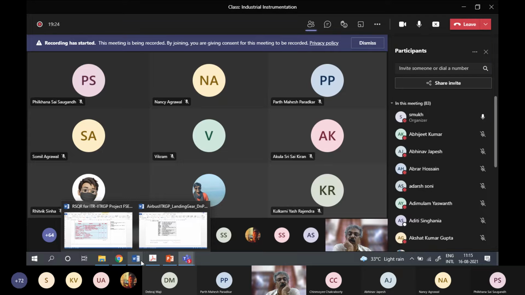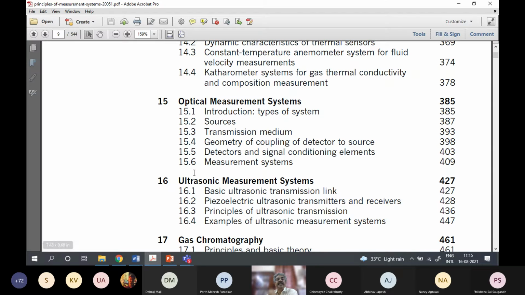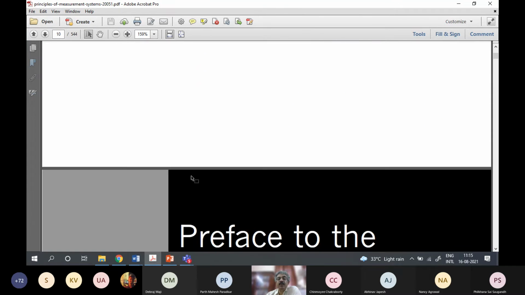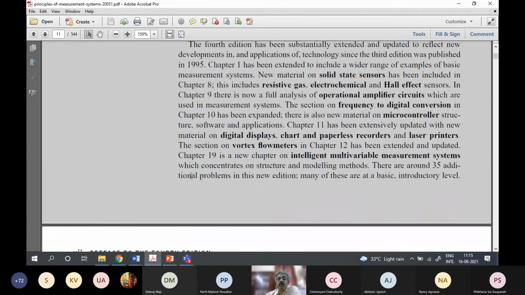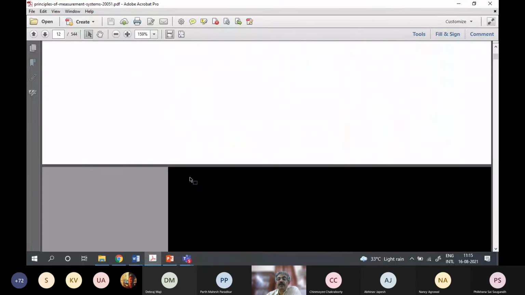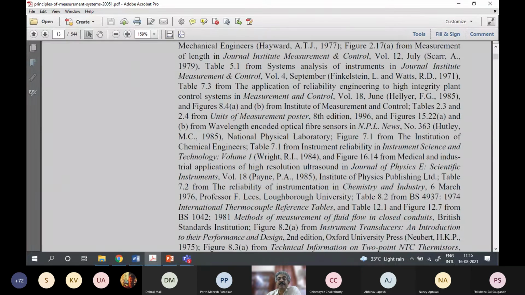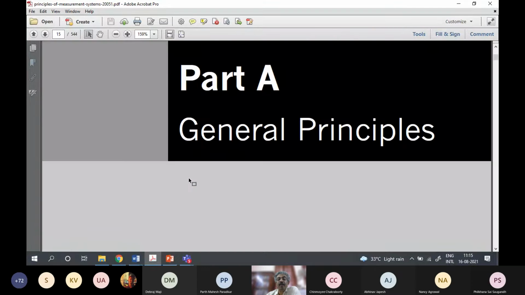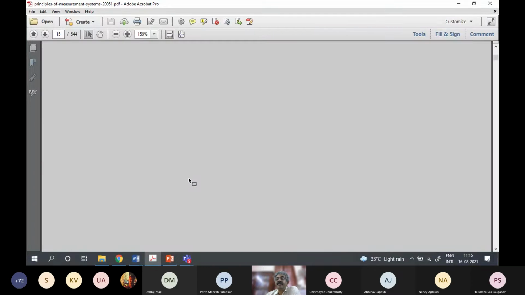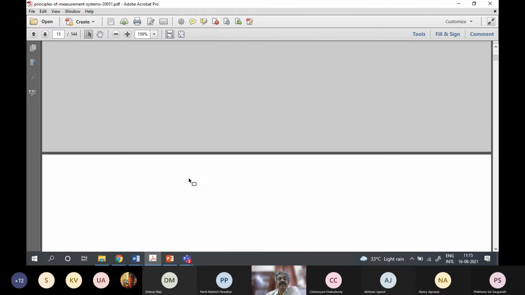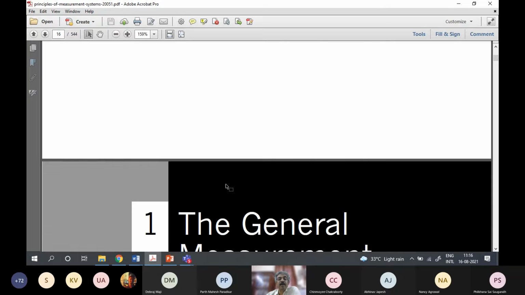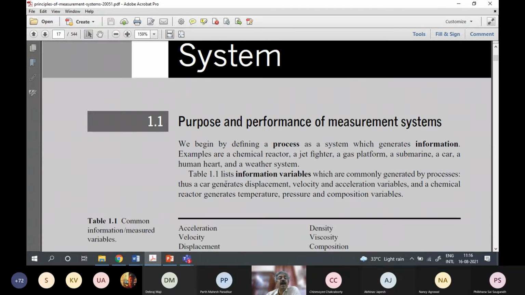So let me open the book and get into part A. The first thing that we would try to understand. I'm going through the book and this is a PDF which is freely downloadable. You can get it from the internet. At least I did not face any problem. I did not feel that I have done something improper by downloading this. So hopefully it is permissible.